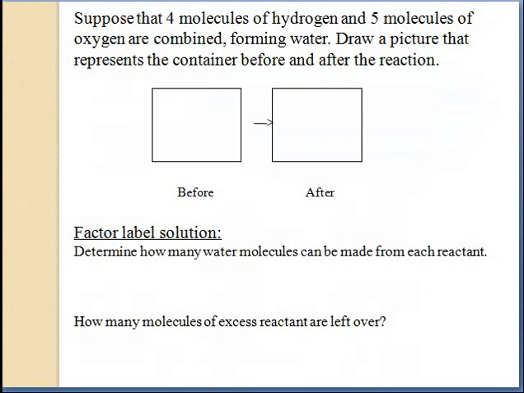Suppose that we have 4 molecules of hydrogen and 5 of oxygen. Draw a picture that represents the container before and after the reaction to make water. So I got 4 hydrogen. I'm just going to use X's for hydrogens: 1, 2, 3, 4. And 5 oxygen: 1, 2, 3, 4, 5. And afterwards I make water. So let me see. I need a hydrogen, oxygen, hydrogen.